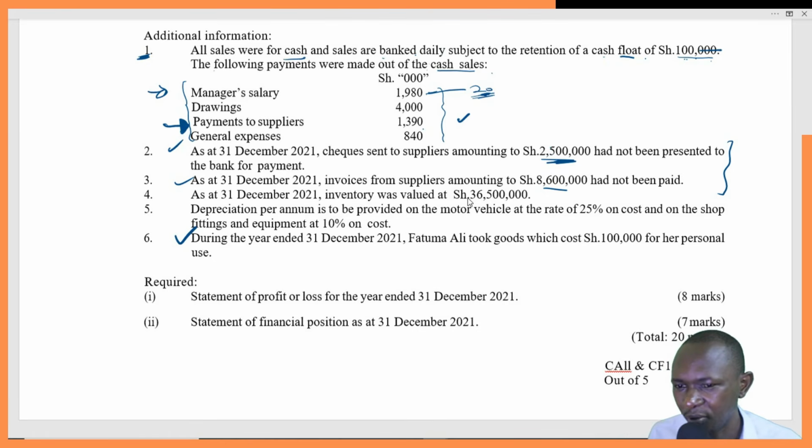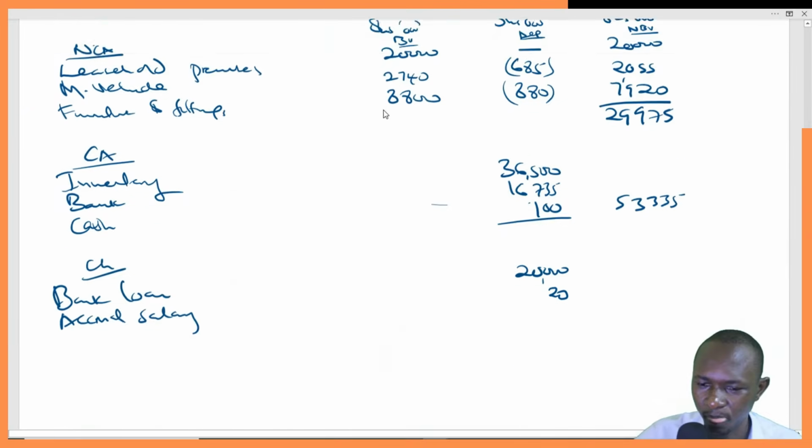So when we talk about outstanding creditors, accounts payable, we'll have these two, 25 plus 86. This one has not been paid. This one they have paid the paper money, but the money they have not received. We still have the money, so we'll treat it as outstanding. So just add the two, you'll get 11,100, and this will form our accounts payable.